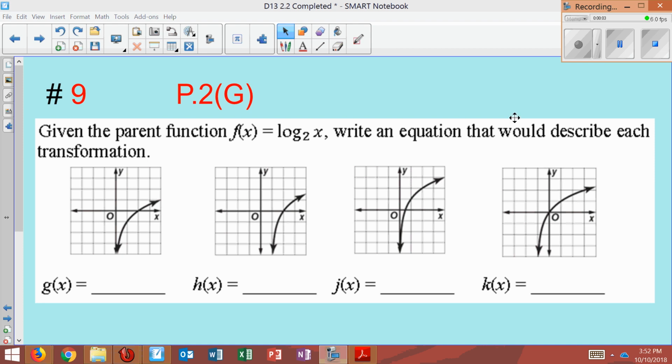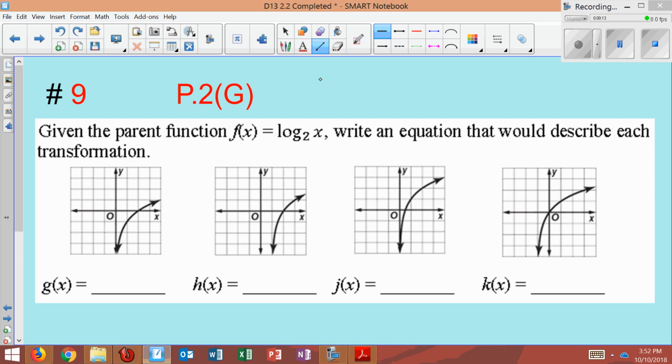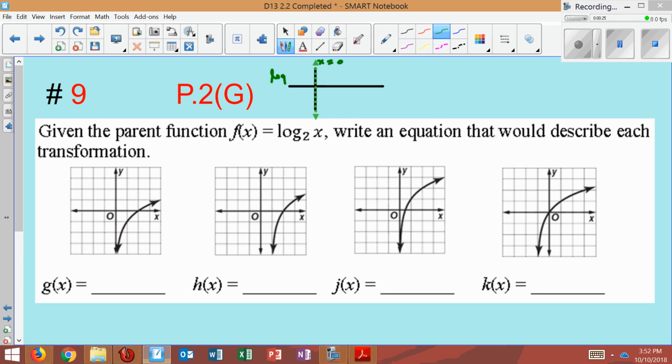Given the parent function f of x equals log base 2 of x, write the equation that would describe each transformation. So remember, with logarithms, by nature, we have an asymptote at 0. So let me kind of draw this right here. A vertical asymptote at x equals 0. That's the asymptote. And right now I'm talking about log base 2 of x.